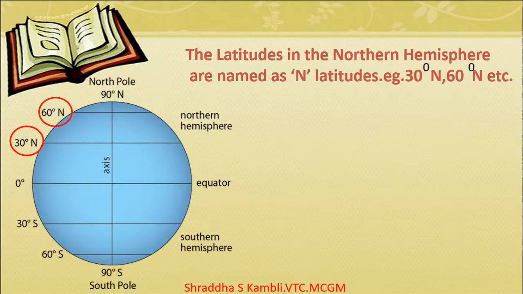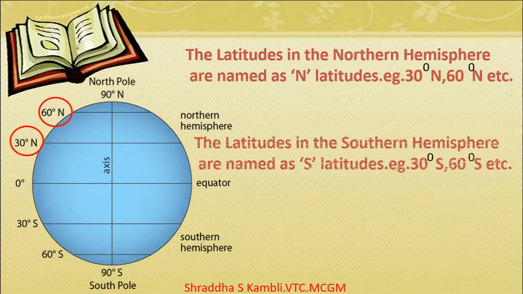Then the latitudes which are in the southern hemisphere, that is below the equator, they are called the south latitudes. That is 30 degrees south latitude, 60 degrees south latitude, etc.